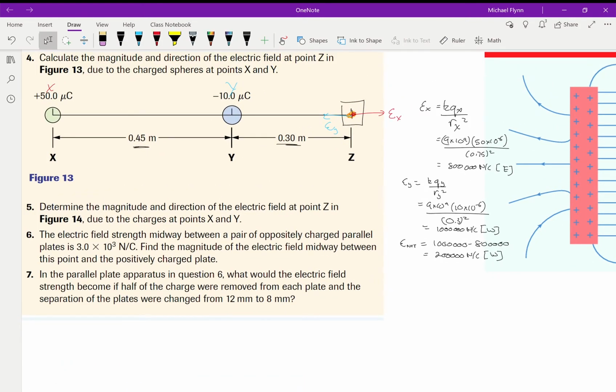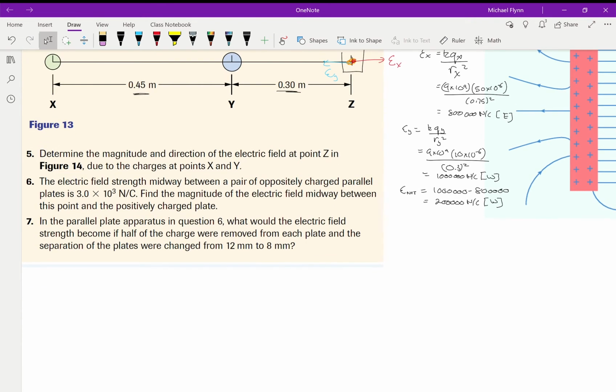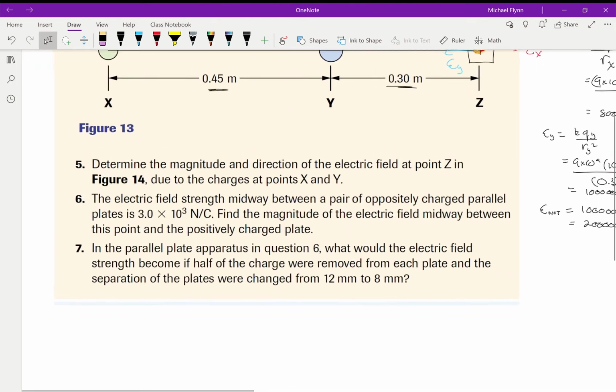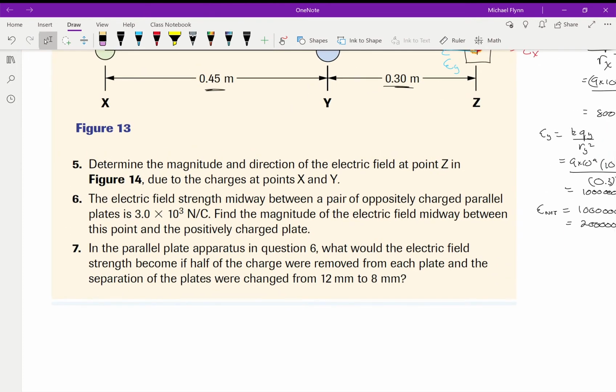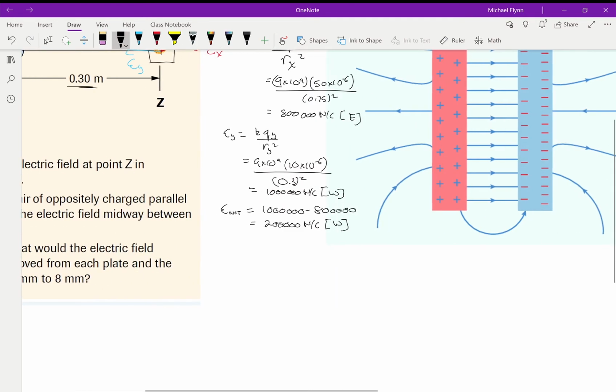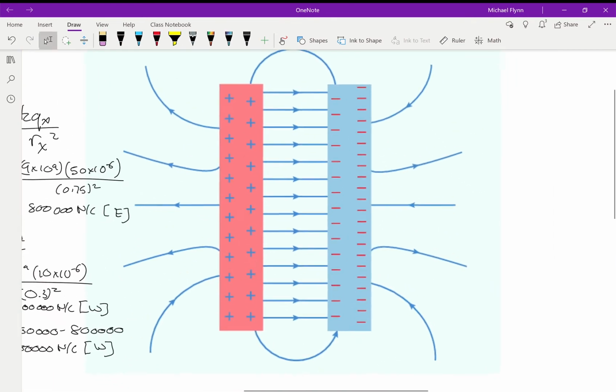Now, someone asked me about question 6 and question 7. We didn't talk about parallel plates. Okay, so question 6 and question 7. So let's spend a moment. We're going to spend a lot of time next week talking about parallel plates, but let's just spend a moment right now talking about the parallel plate apparatus. It looks something like this.